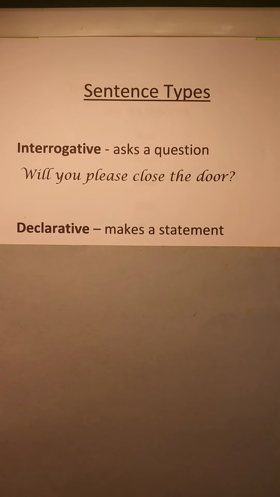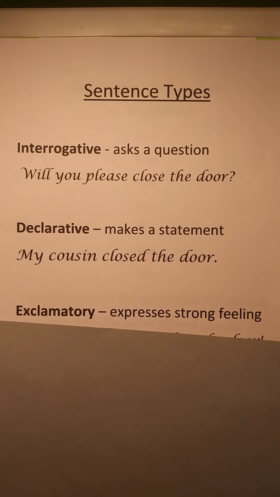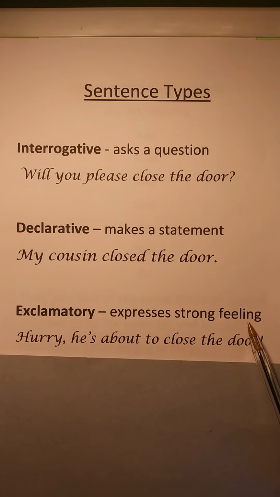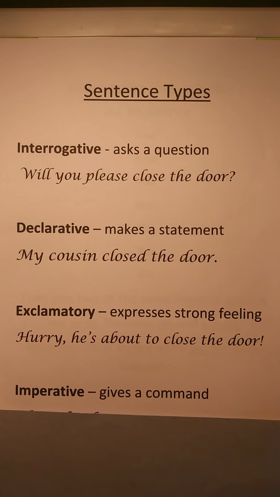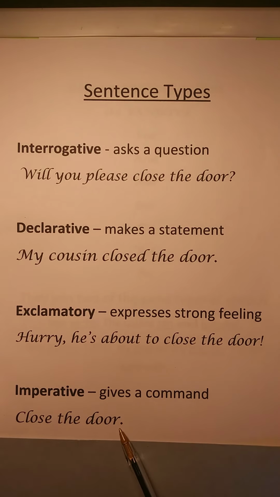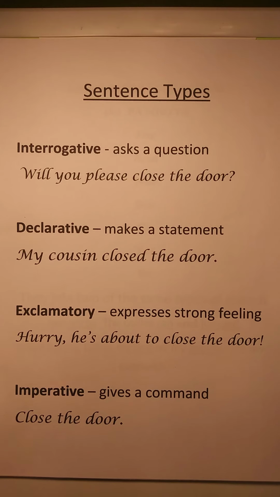Declarative sentences make a statement, and they always end in a period. My cousin closed the door. Exclamatory sentences express strong feeling and always end in an exclamation mark. Hurry, he's about to close the door. And you always say it with a certain amount of emotion or excitement in your voice when you read it out loud. Imperative sentences give a command, and they usually end in a period. They can end in an exclamation mark, but a period's pretty safe. Close the door. It's just a command.